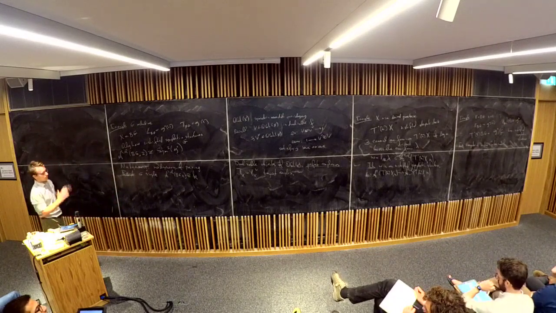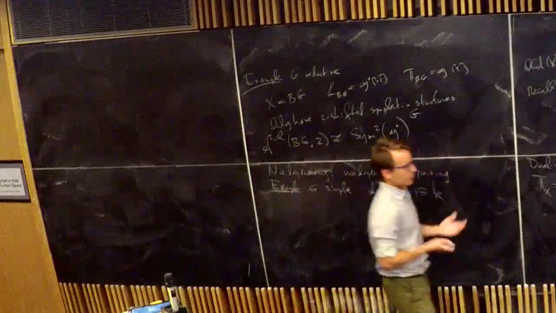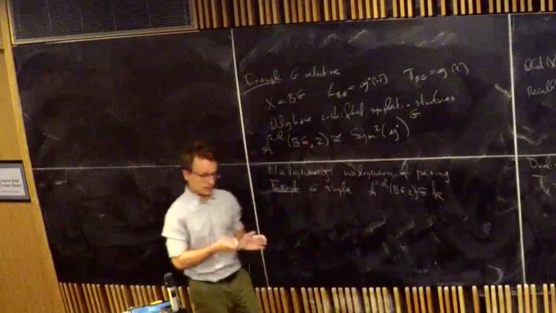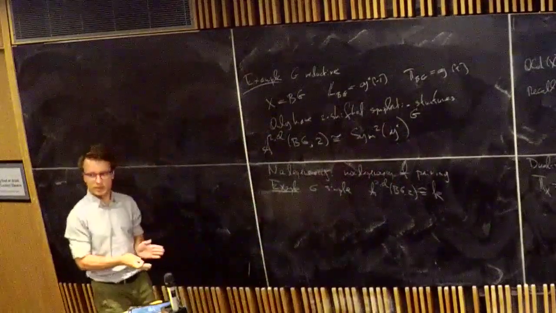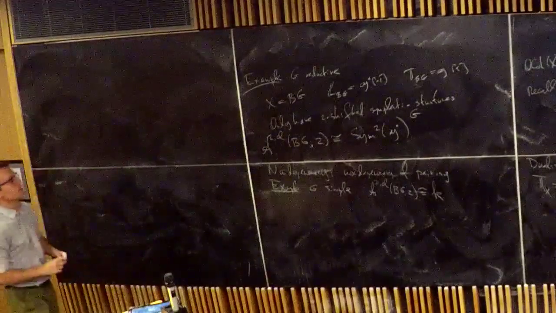Okay, so next I want to talk about... So here I talk about symplectic structures. In symplectic geometry, there's a notion of a submanifold which is compatible with the symplectic structure. So it's an isotropic submanifold or a Lagrangian submanifold. So we can talk about that.